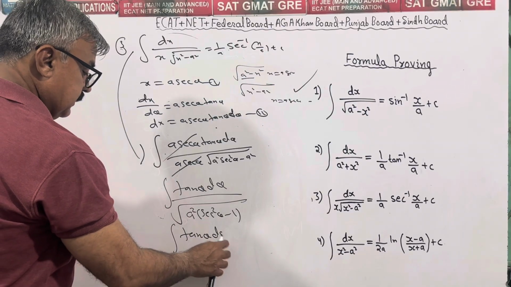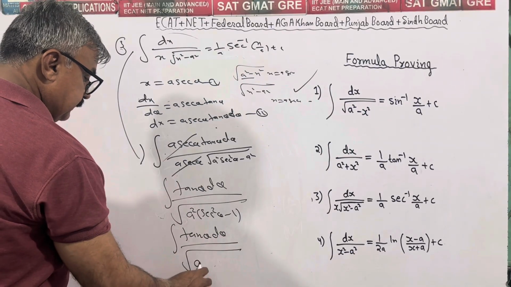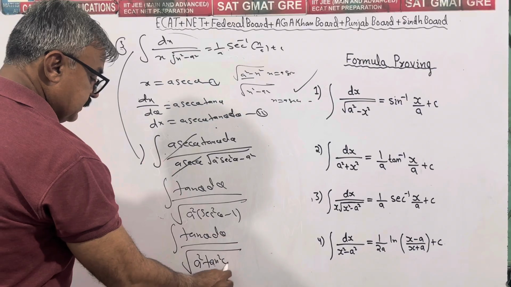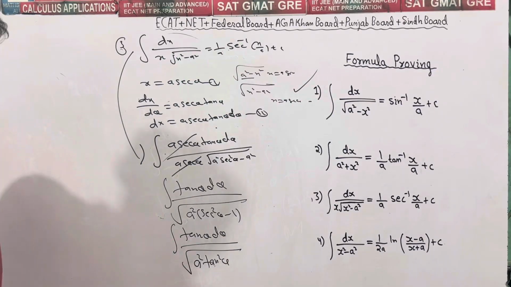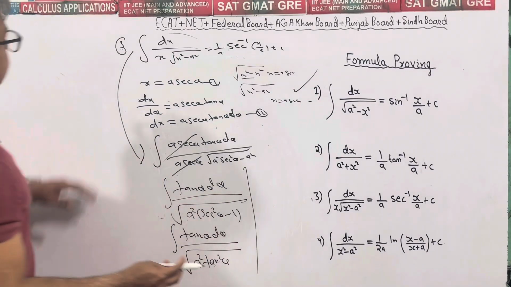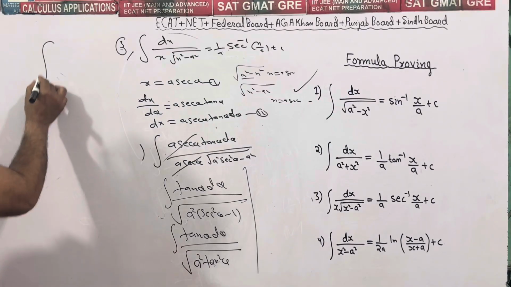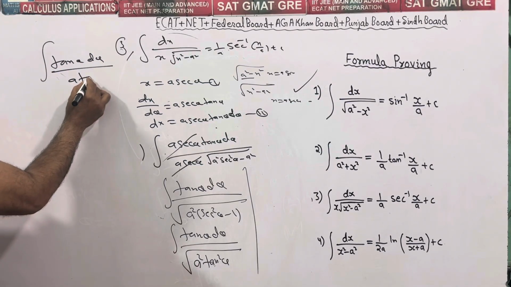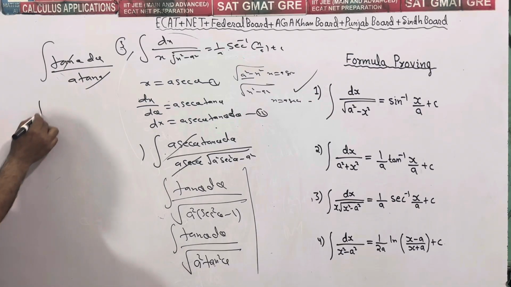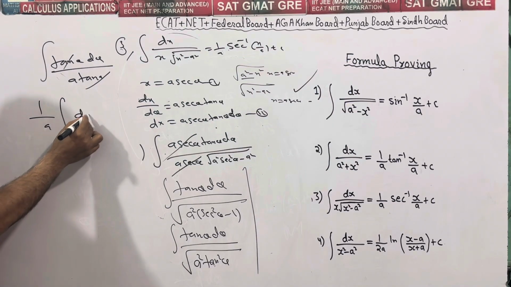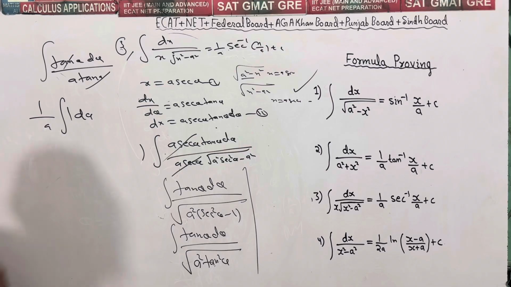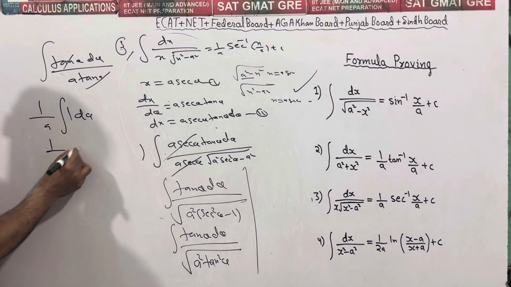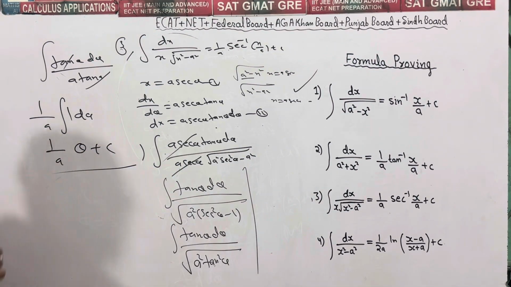Tan theta d theta over a square tan square. A square and tan square are both perfect squares, so they can be written as tan theta over a tan theta. Tan cancelled. 1 over a is constant, d theta. Integration of d theta is only theta, theta plus c. We put the value of theta from here.